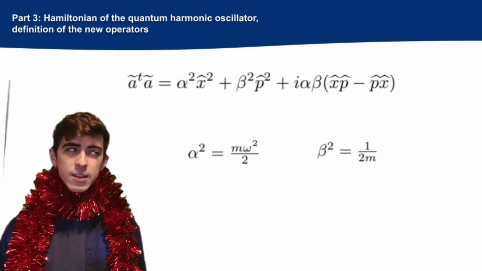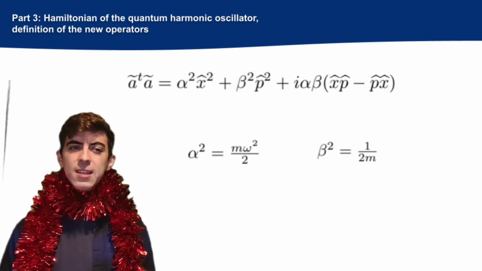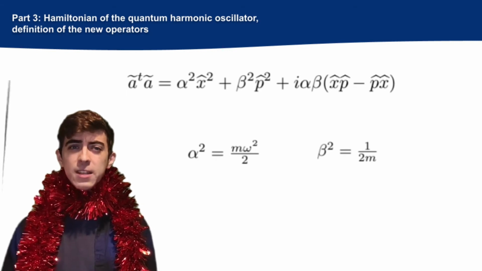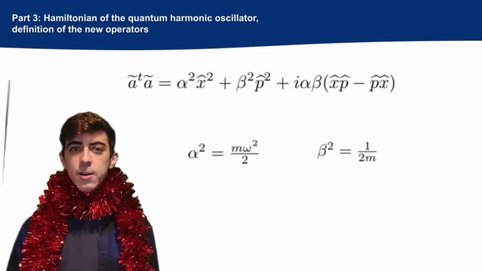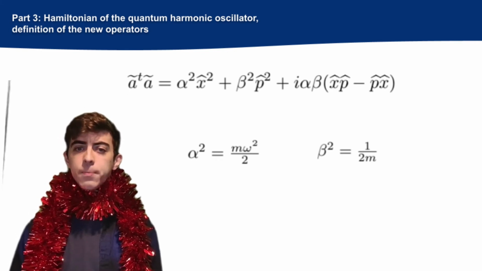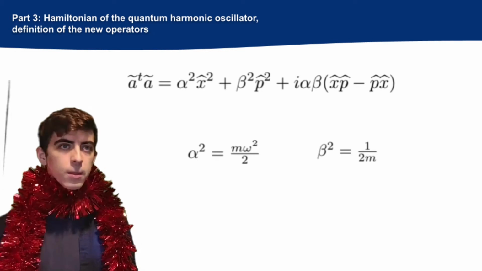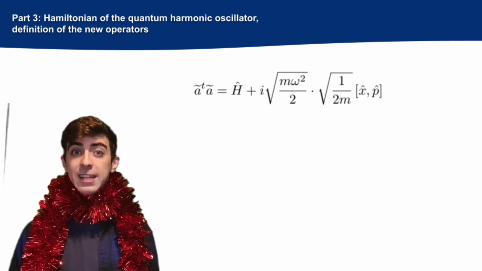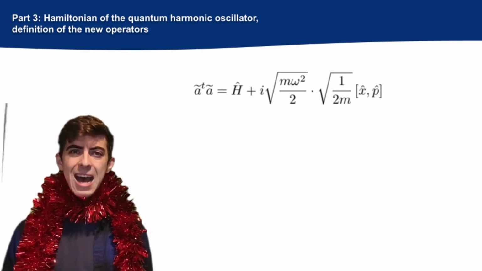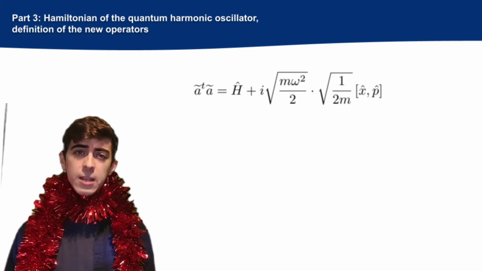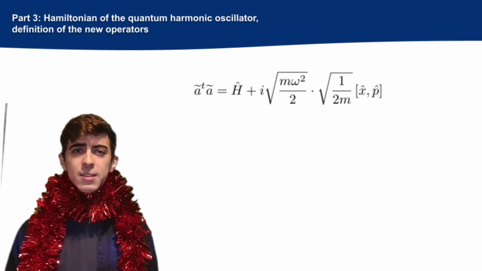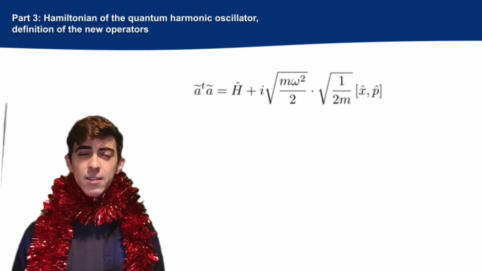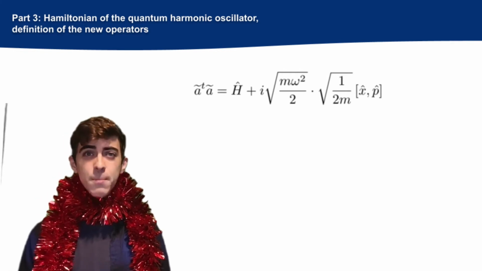Okay, and if we look at the first expression, the expression of the Hamiltonian, we can see that alpha squared in this case would be m times omega squared over 2, and beta squared would be equal to 1 over 2m. And so now we get the following expression: a tilde dagger times a tilde equals Hamiltonian H plus i times the square root of m omega squared over 2 times the square root of 1 over 2 times the mass, and everything multiplied by the commutator of x and p.